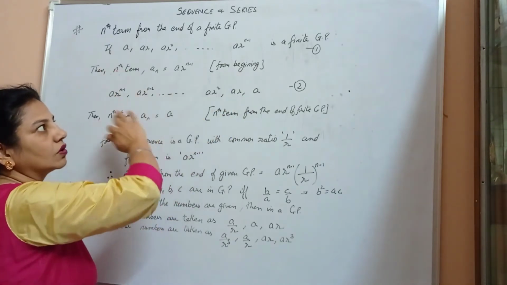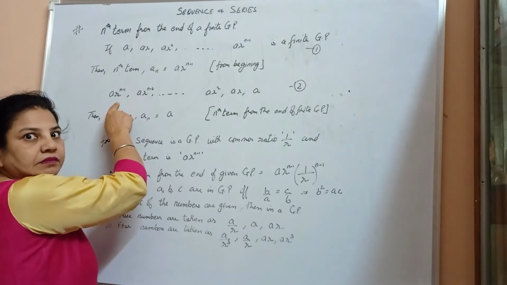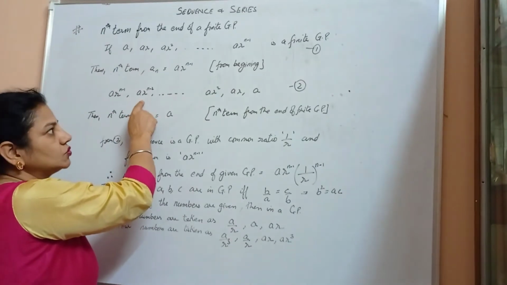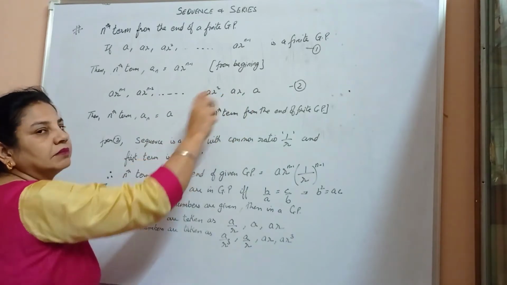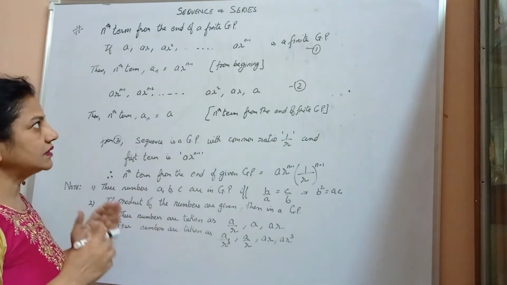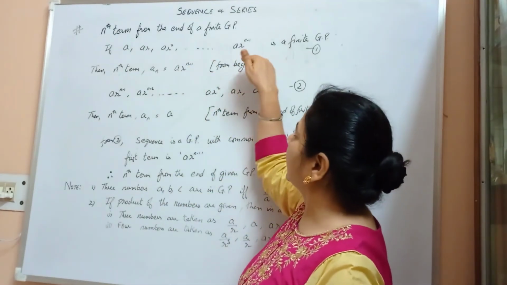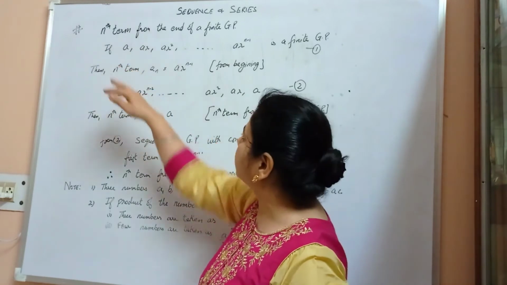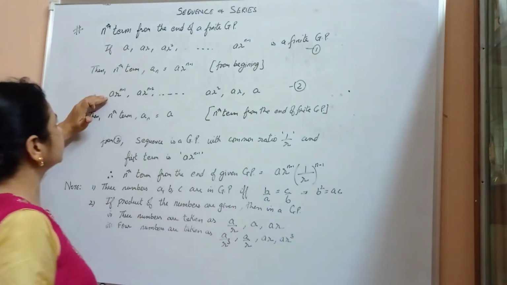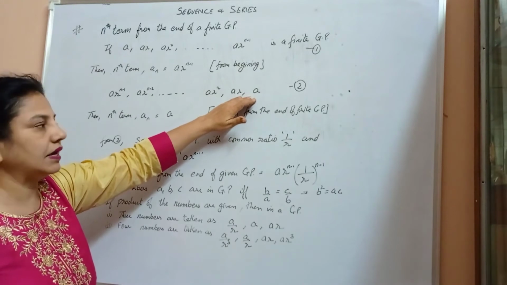If I reverse the order of the GP, what should I get? ar to the power n minus 1 becomes my first term, then ar to the power n minus 2 and so on, ar square, ar and a. Then a will be my last term. Similarly, if I change the position and observe from here, a will be my last term, the nth term.